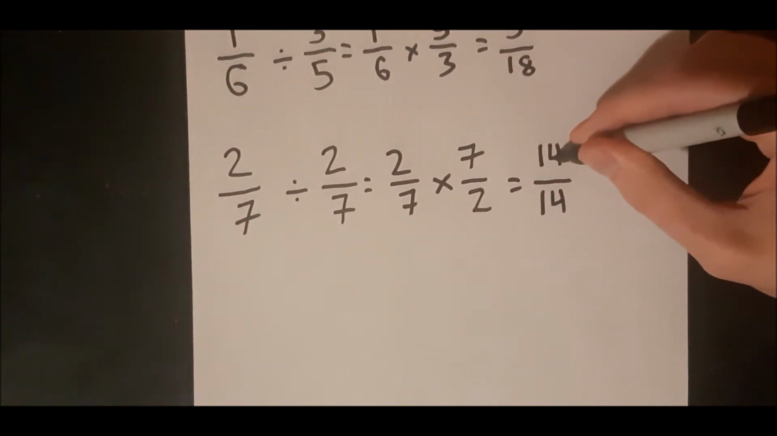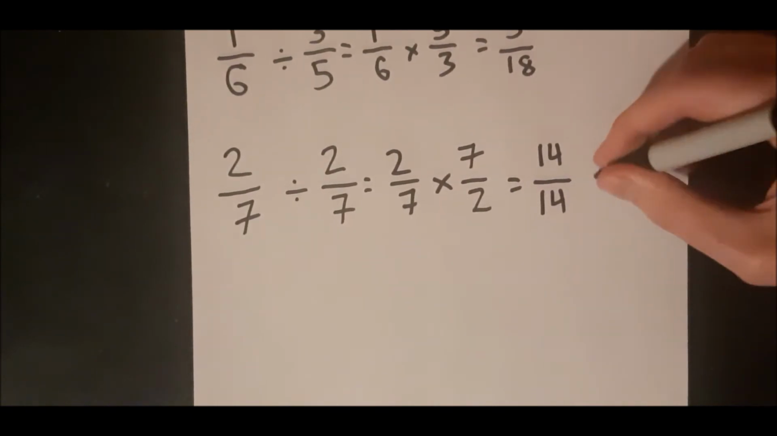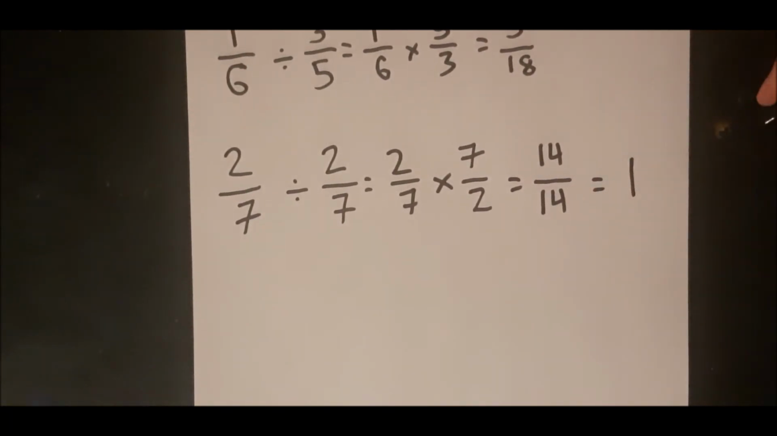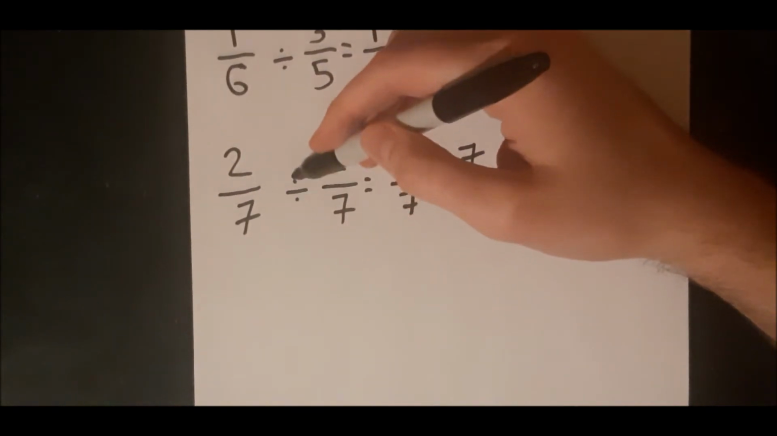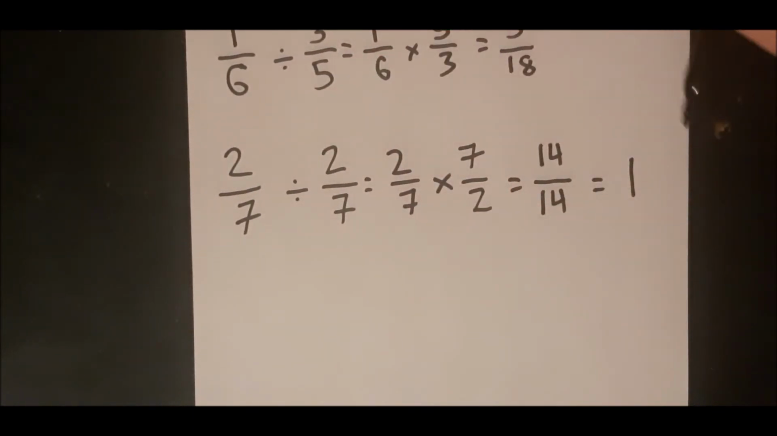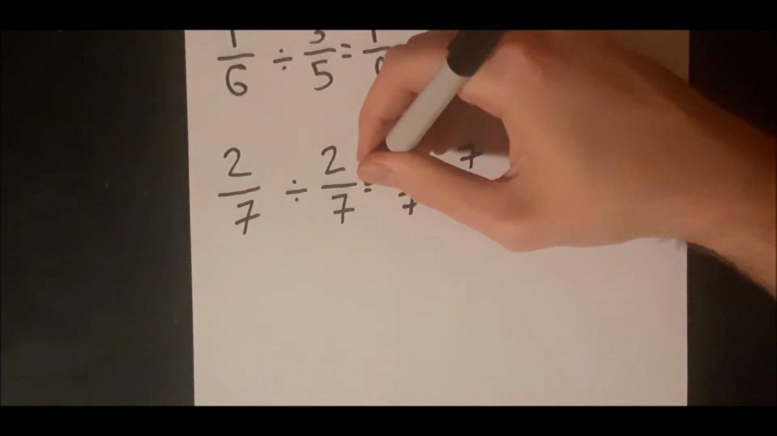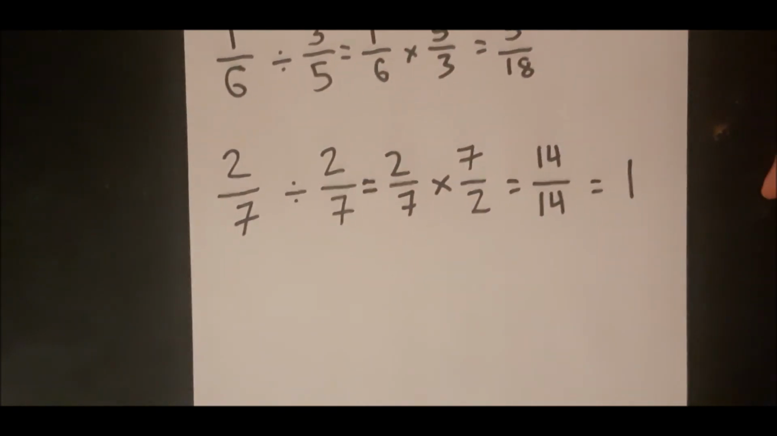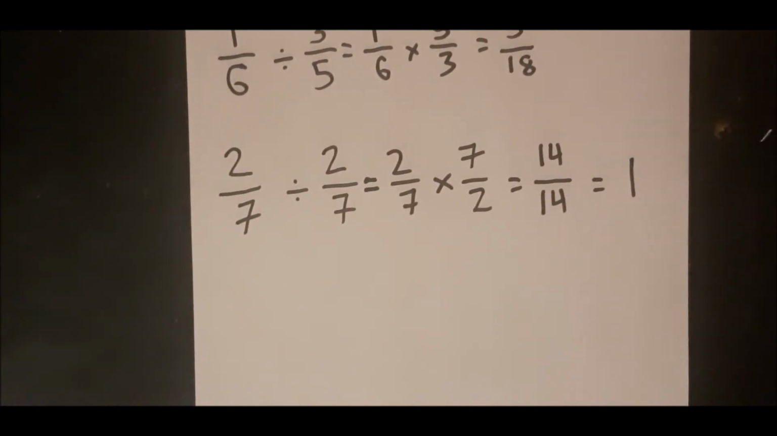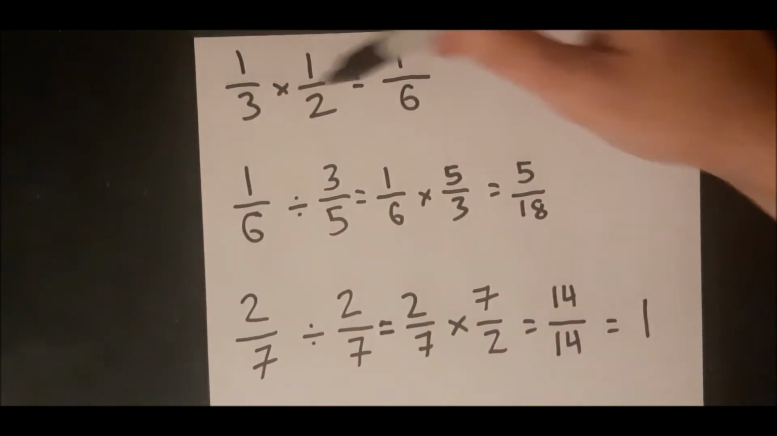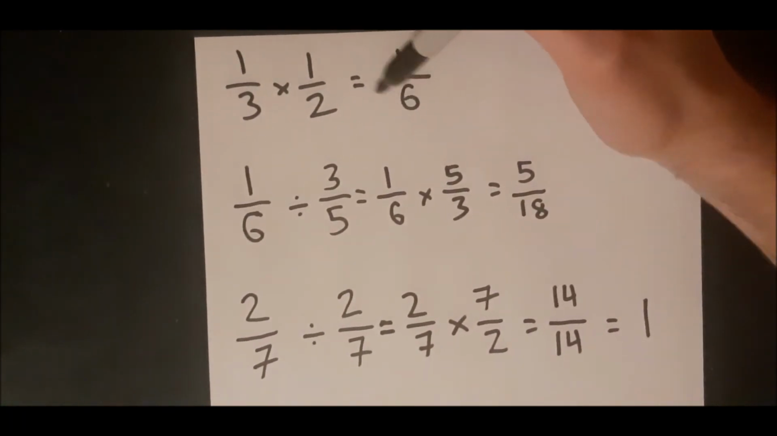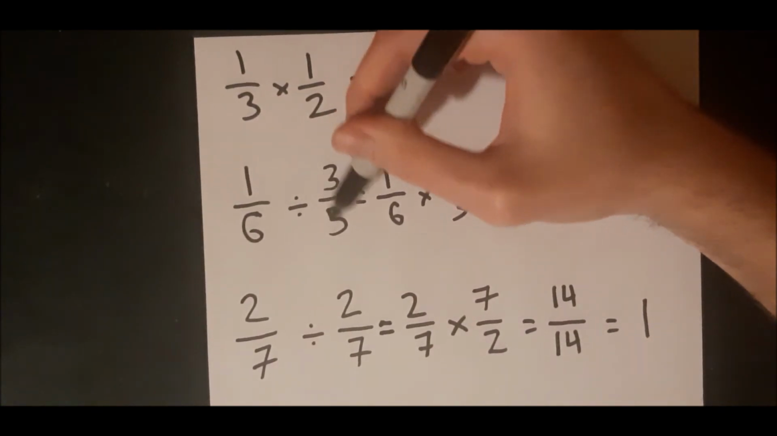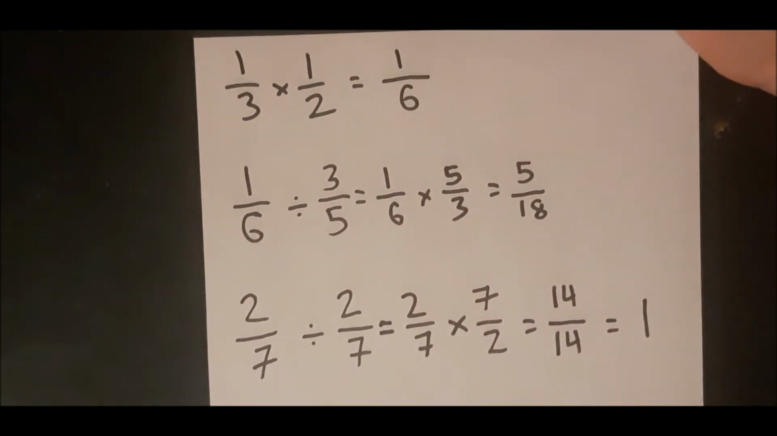Now anytime you have something divided by itself, 14 divided by 14, that's just the same thing as 1. So you might have looked at this and said, okay, well we have 2 over 7 and we're dividing it by itself, so it's going to be 1. You might have known that, but I wanted to show you the process, just so you can see that it is 1 and you can understand why, okay? So multiplying, nice and simple, just top times top, bottom times bottom, and then when you're dividing, just flip the second fraction and change it to multiplying, and you're golden.